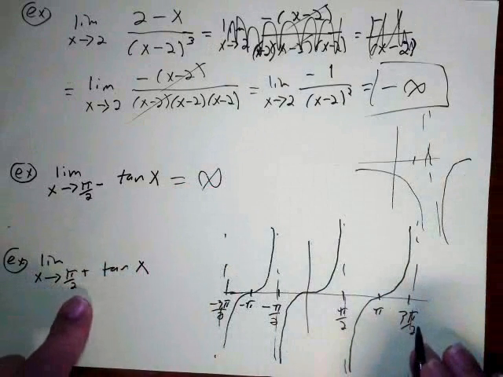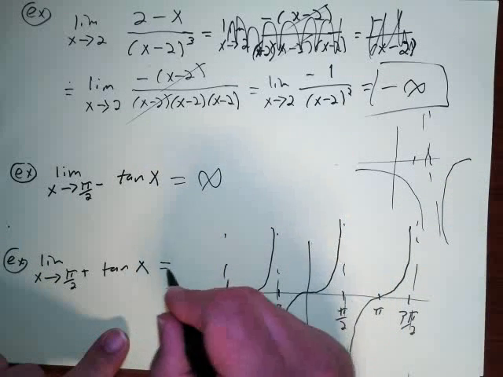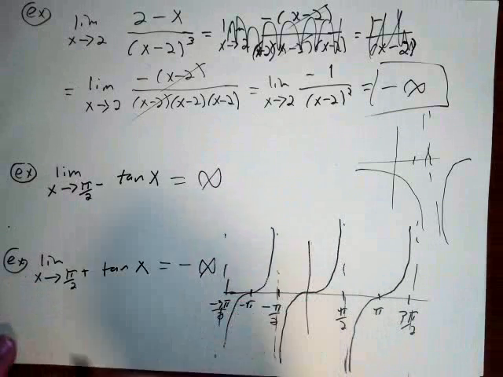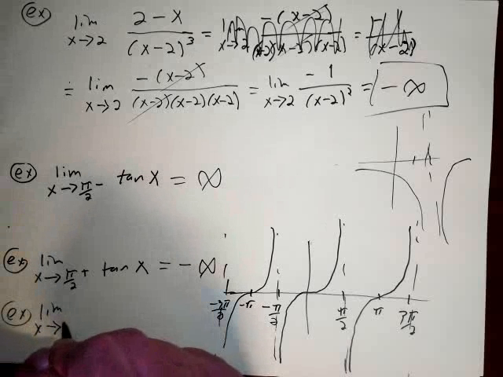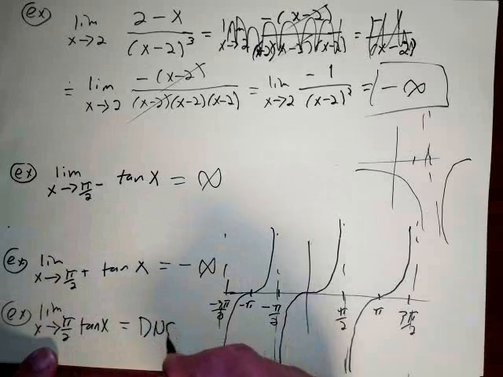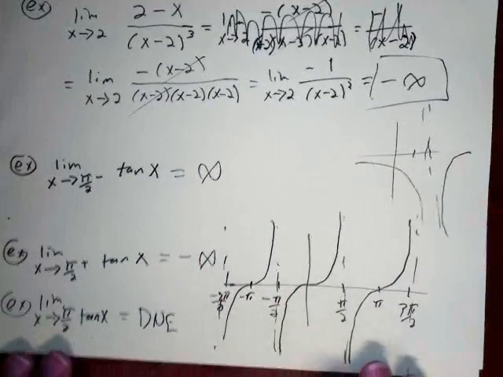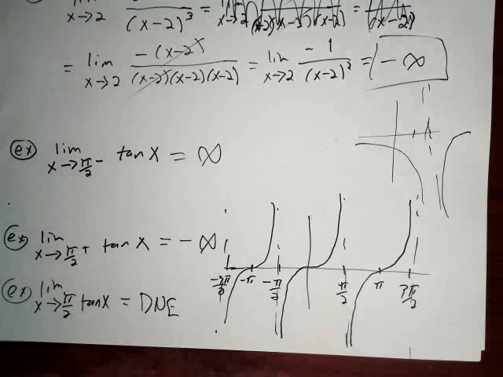Now if you do it from the positive side, what do you get? You get negative infinity. And so if you were to say here, does the limit as x approaches pi over 2 of tangent of x exist? No, because it's approaching 2 different infinities. Okay? And so those are limits that go to infinity. So you have limits as x approaches infinity and limits that go to infinity. And those are limits involving infinity.